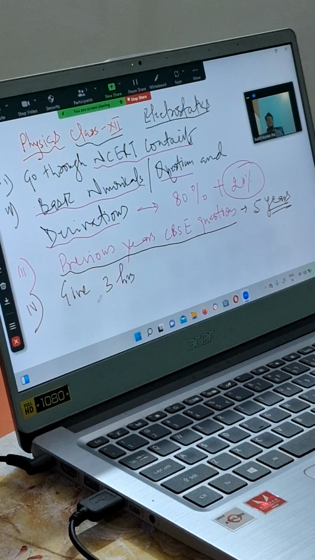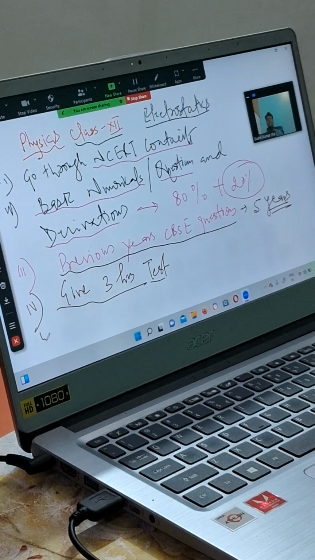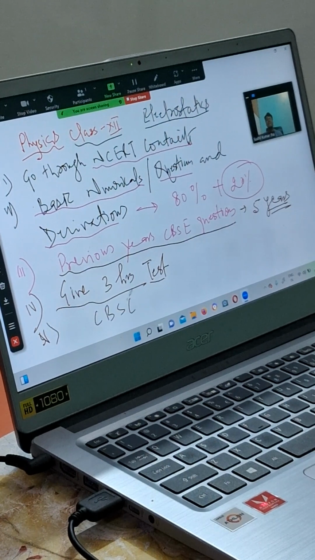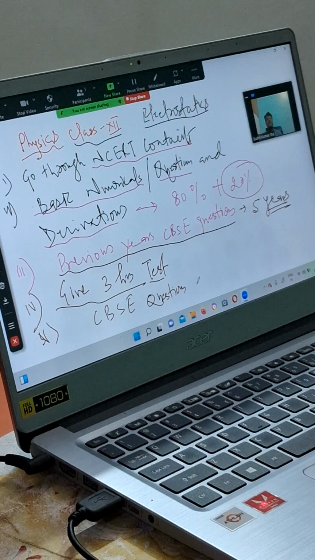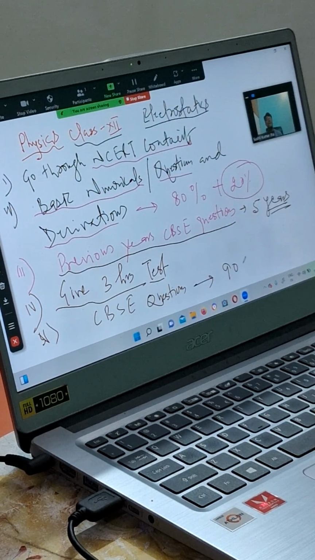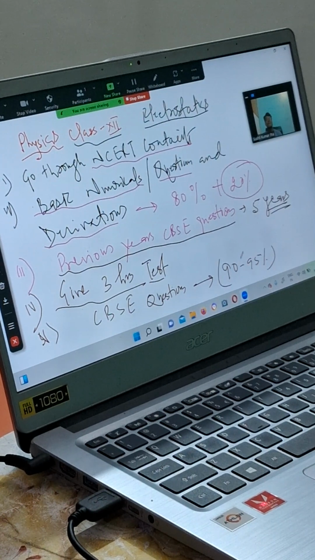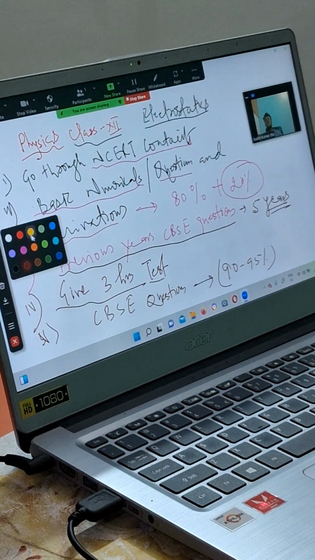a 3 hours test. What will be the questions? Again, CBSE 3 hours questions, either you download them or you must have some question bank. So when you practice like this, then you can easily score 90-95% marks in CBSE, right? Now let's start with point number 1.